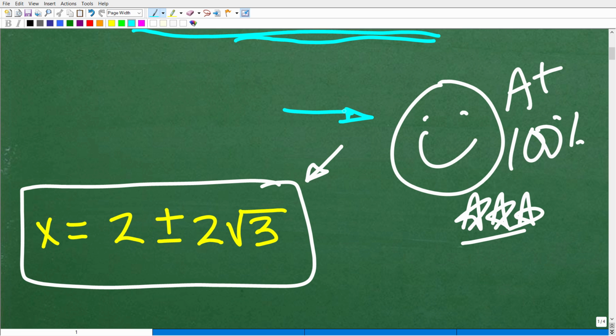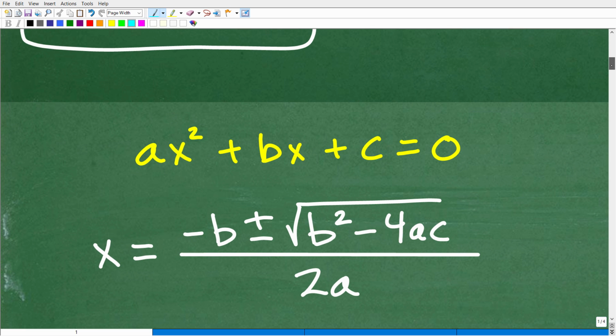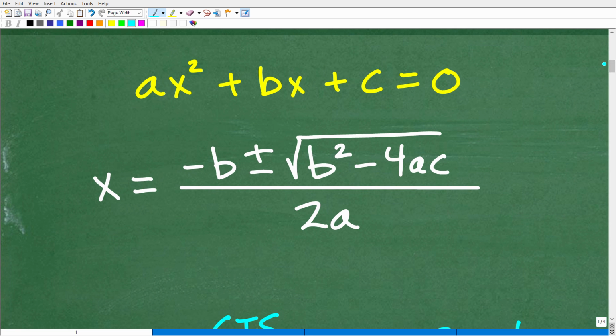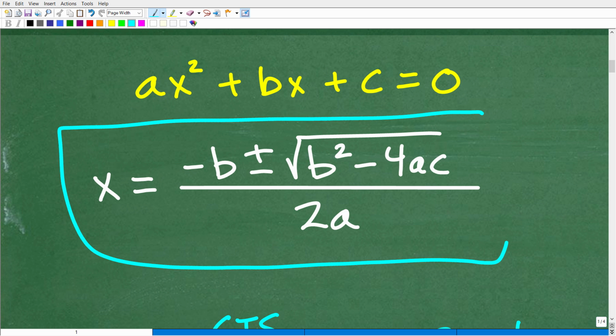Now, if you didn't get this answer, it's very possible that you were on the right track, but you didn't fully simplify. But it's also possible that you are totally lost. So let's get into this right now. And first things first, let's take a look at the quadratic formula. So here it is. This is the actual formula.